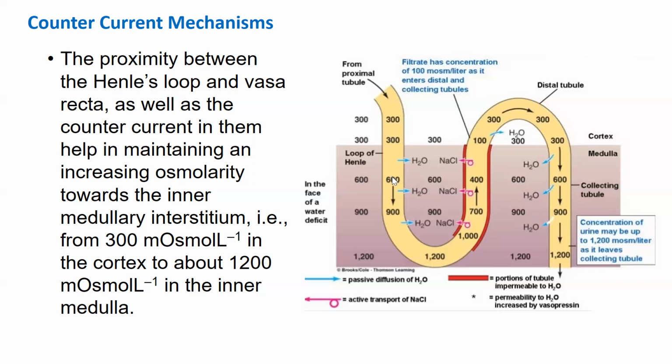naturally, when the water goes out, the osmolarity is going to increase, right? So as this comes down further, the osmolarity is going to increase from 600 to 900 to 1200 and so on. Understood? Yes, sir. Understood. Right. So that is what is written over there: the proximity between Henle's loop and vasa recta, as well as the countercurrent, maintains the increasing osmolarity towards the inner medullary interstitium. That means the osmolarity is going to increase from 300 milliosmoles per liter to 1200, that is, in the inner medulla.